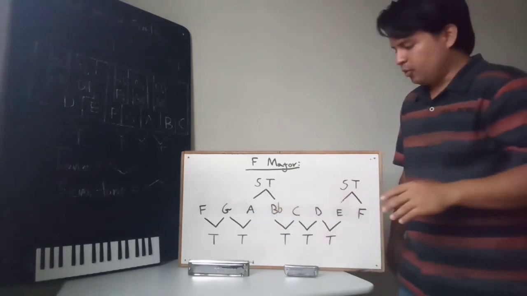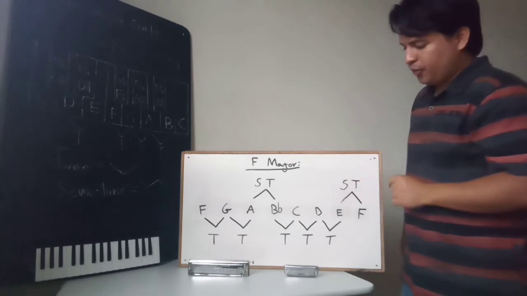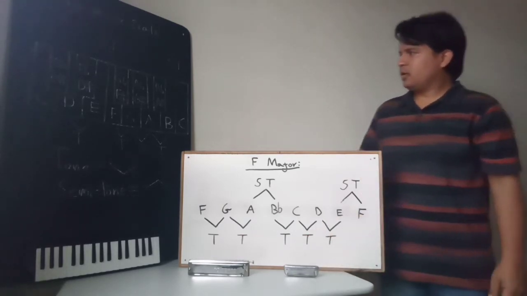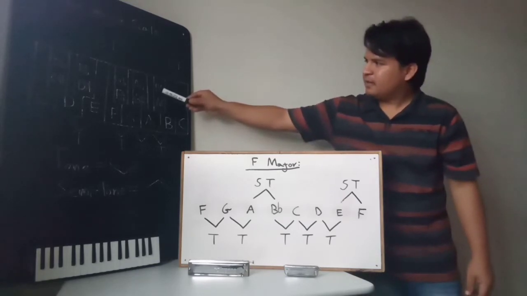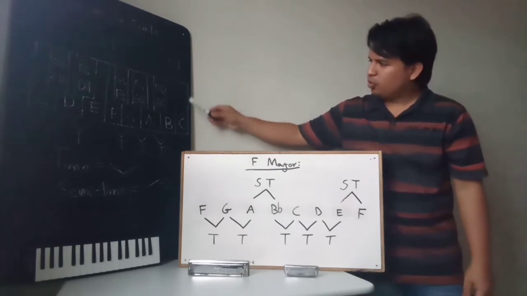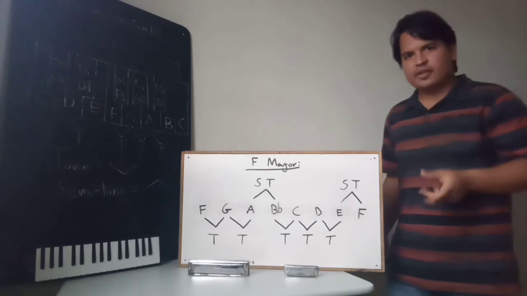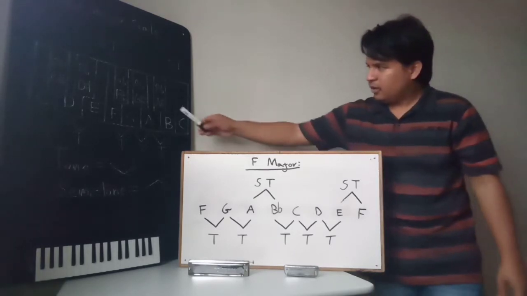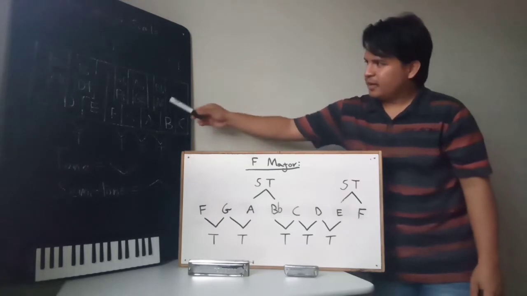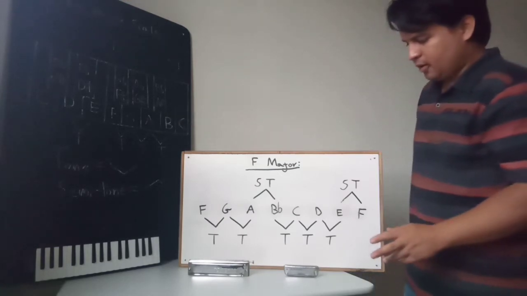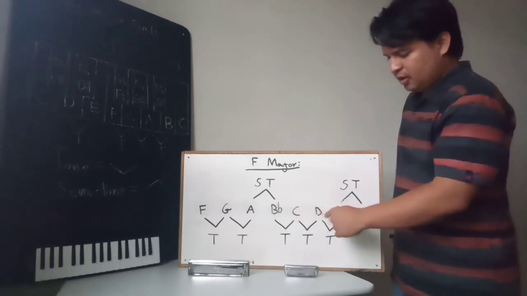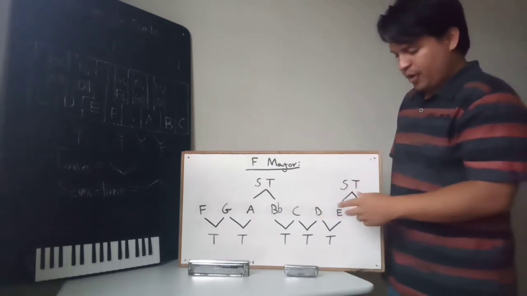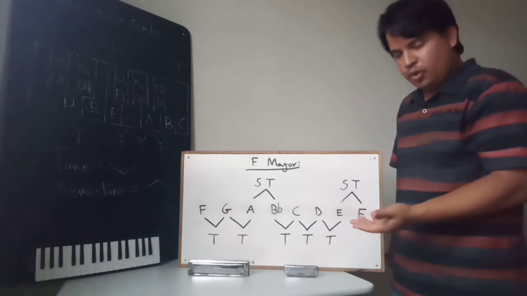Let's continue. From the fourth to the fifth degree, is there a tone? We are on B flat, and we are going to see, yes, there is a tone, because there is a note between them, right? Okay, now from C to D, which is going from the fifth to the sixth degree, is this correct? Is there a tone? Yes.